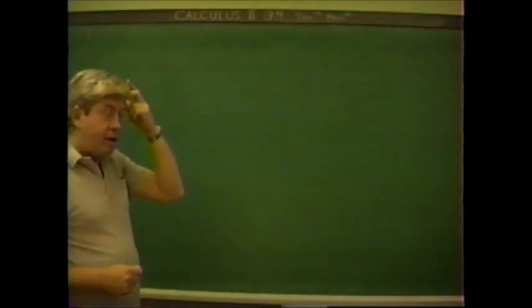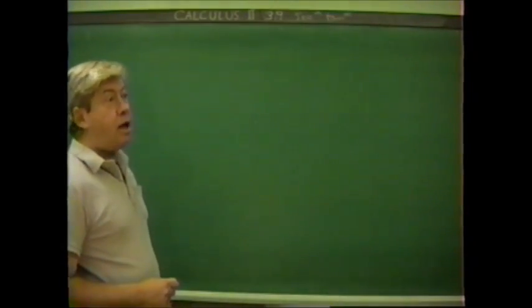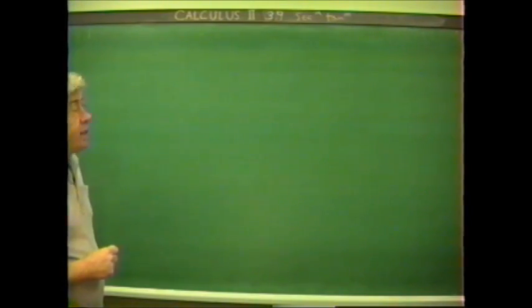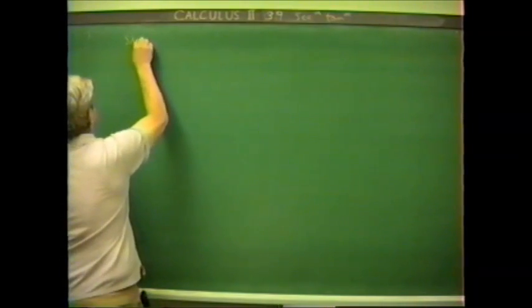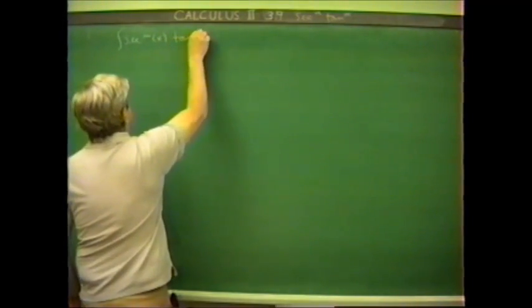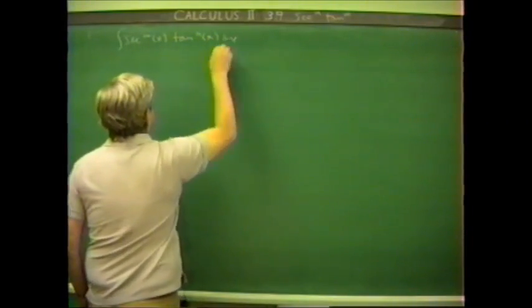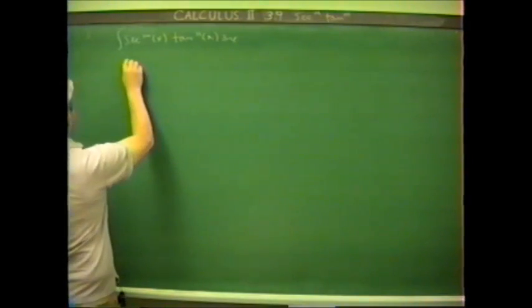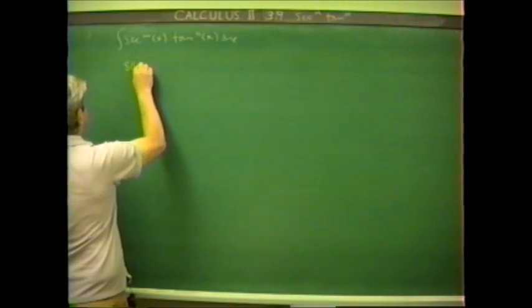All right, we now want to take a look at products of secants and tangents to powers. Cosecants and cotangents will be similar. Particularly, we want to look at the antiderivative of secant to the m of x, tangent to the n of x with respect to x.